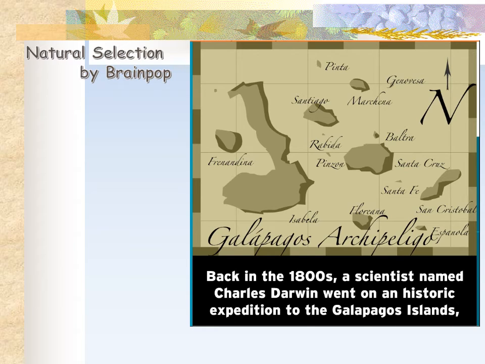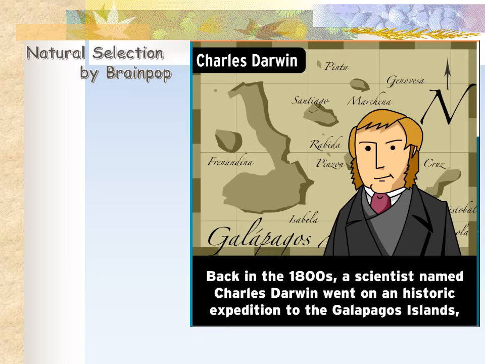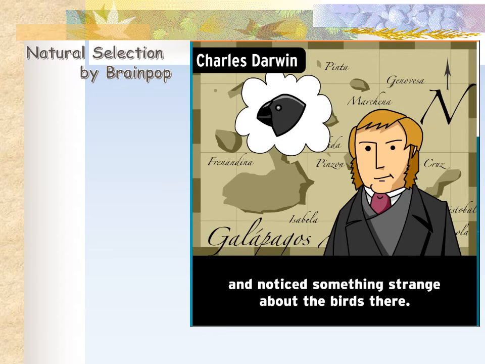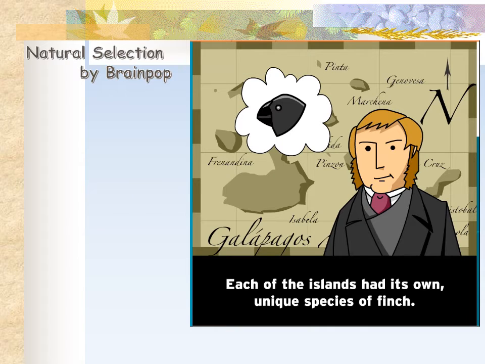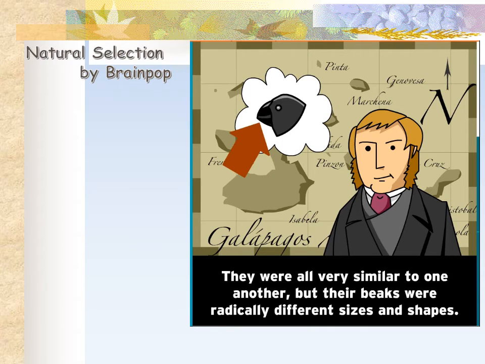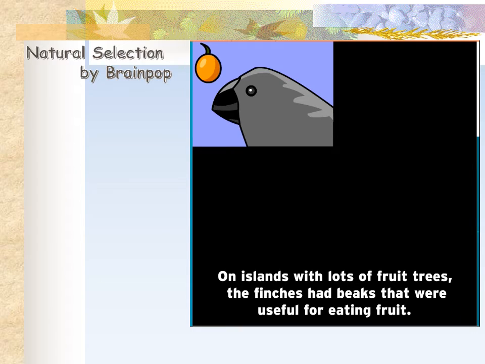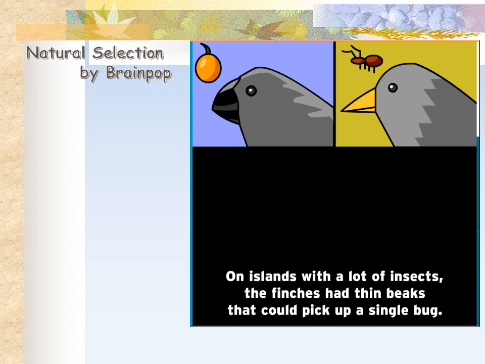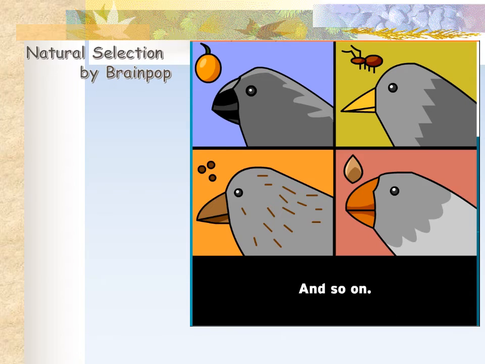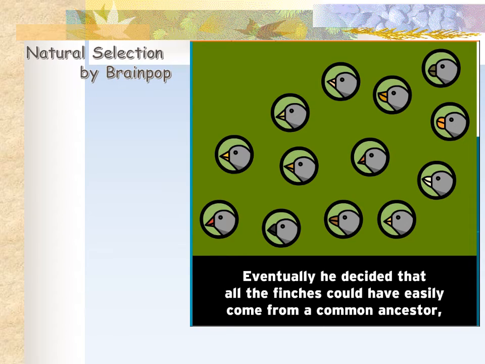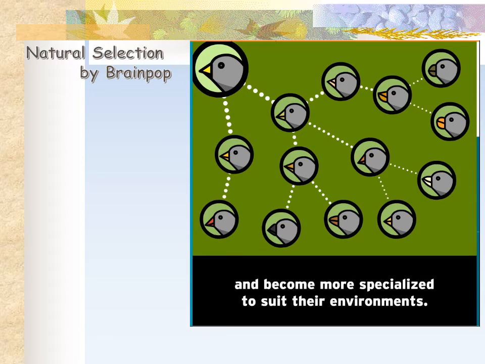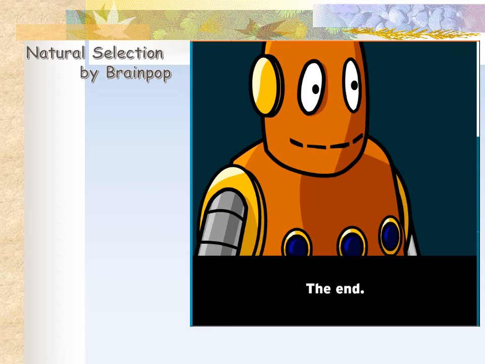Back in the 1800s, a scientist named Charles Darwin went on an historic expedition to the Galapagos Islands and noticed something strange about the birds there. Each of the islands had its own unique species of finch. They were all very similar to one another, but their beaks were radically different sizes and shapes. On islands with lots of fruit trees, the finches had beaks that were useful for eating fruit. On islands with a lot of insects, the finches had thin beaks that could pick up a single bug. And so on. This got Darwin thinking. Eventually, he decided that all of the finches could have easily come from a common ancestor and become more specialized to suit their environments. The end.